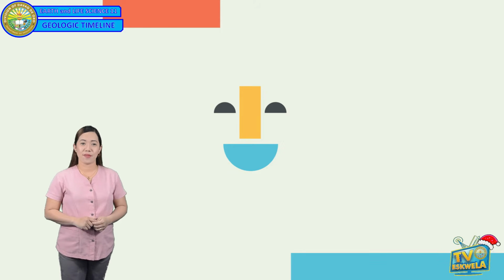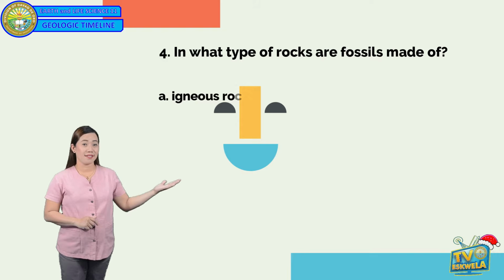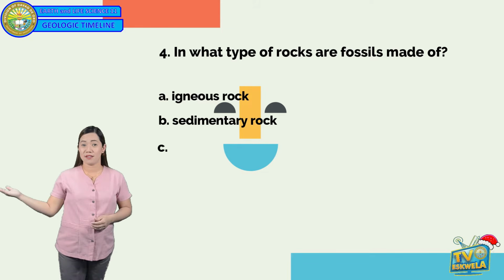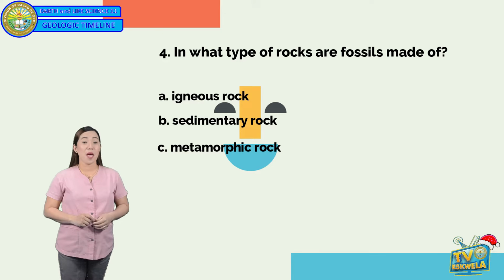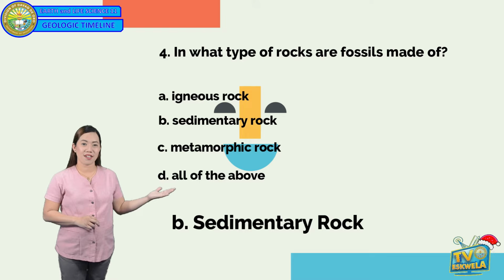Number 4. In what type of rocks are fossils made of? A. Igneous rock. B. Sedimentary rock. C. Metamorphic rock. Or letter D, all of the above. The correct answer is letter B, sedimentary rock.